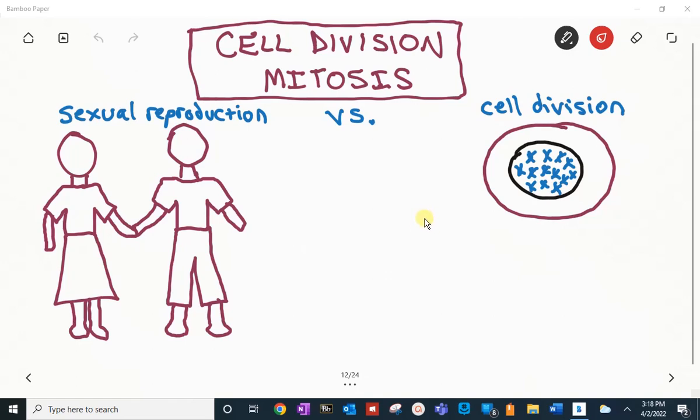Okay, so now we get to the meat of the information. This video is going to go into mitosis, the steps that are involved and what happens, and hopefully some tricks on how you can remember them. So first, I wanted to just point out the difference between sexual reproduction versus cell division. And when I say cell division, this is what we're talking about with mitosis.